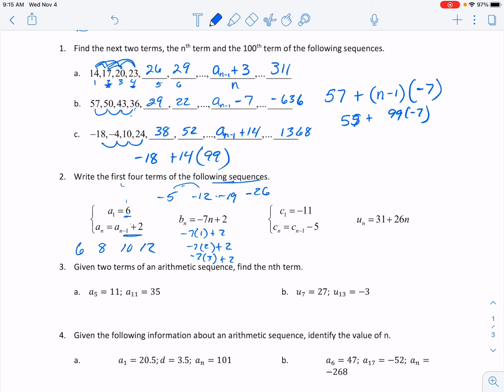Okay? This one's back to being recursive. You start at negative 11, and I subtract 5, so you get negative 16, negative 21, negative 26.